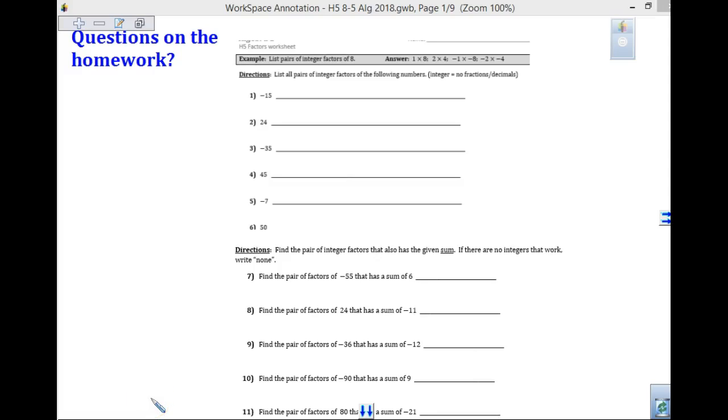What are the factors of negative 55 that we could think of? Negative 5 and 11. So negative 5 times 11 gives me negative 55, and if I add those, negative 5 plus 11 gives me that sum of 6. Okay? So the next one we're looking at is 24.